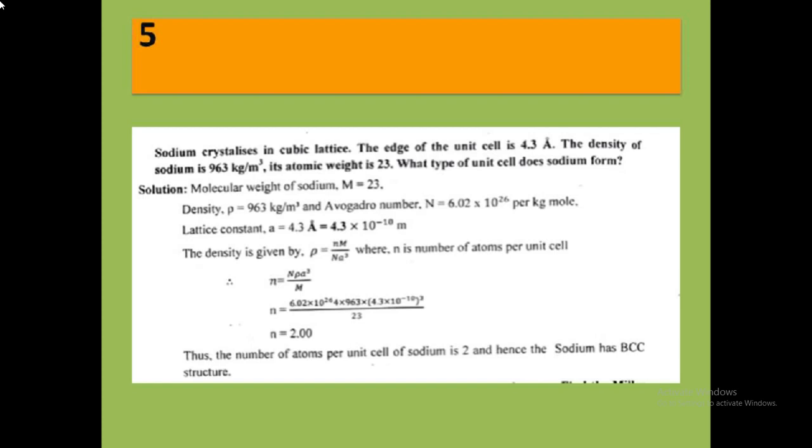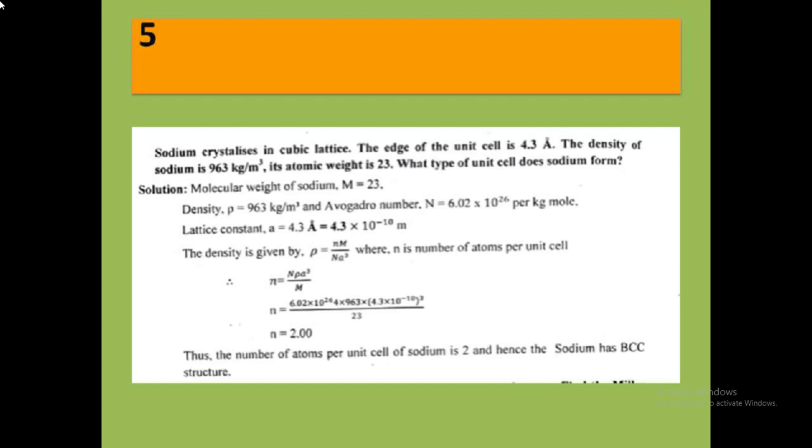So n will determine what kind of cell it is, whether it is a simple cubic, whether it is a body centered, or it is a face centered. So we need to find the number of atoms per unit cell. n is equal to capital N, so rho a cube upon M. Substituting the value, 6.02 into 10 to the power 26 into rho, value of rho they gave as 963, and into a cube, 4.3 into 10 to the power minus 10 the whole cube, divided by 23. So when you solve, you will get n is equal to 2.